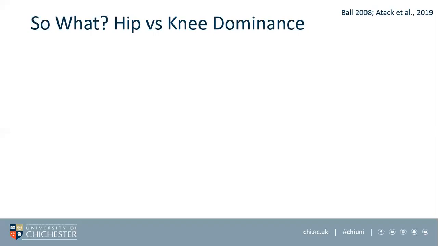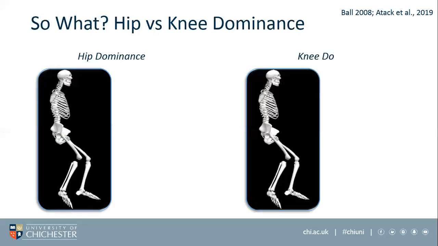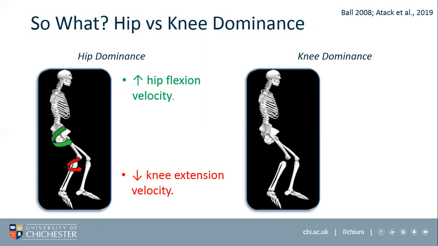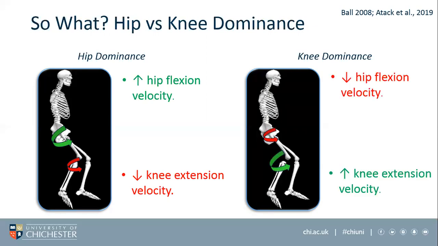Studies by Ball and Atek et al. have previously differentiated between thigh and knee dominant kickers. Hip or thigh dominant kickers maintain relatively more hip flexion compared to knee extension velocity at ball contact, whereas knee dominant kickers arrest hip motion and show relatively more knee extension velocities by ball contact.